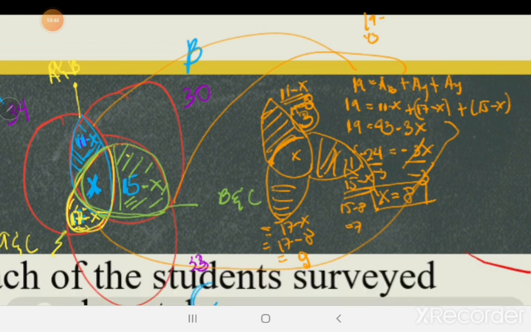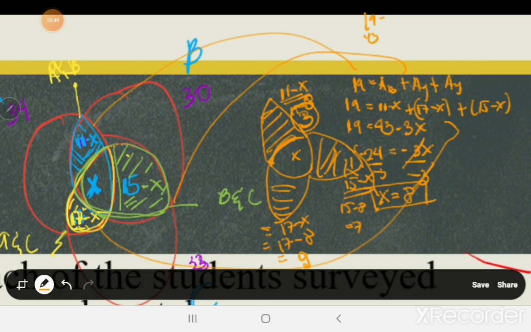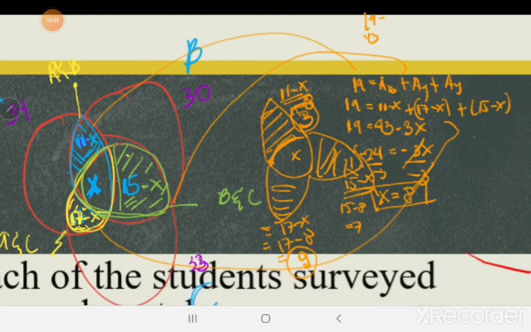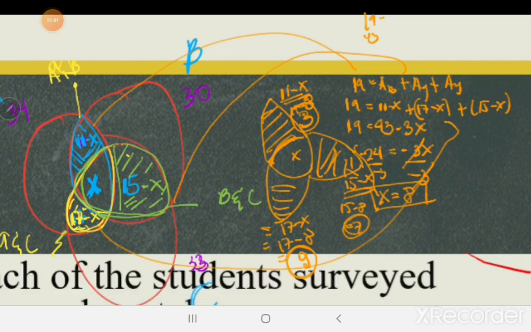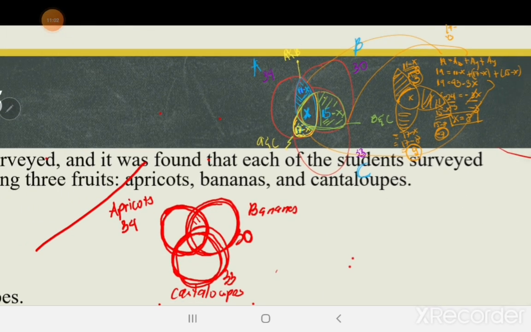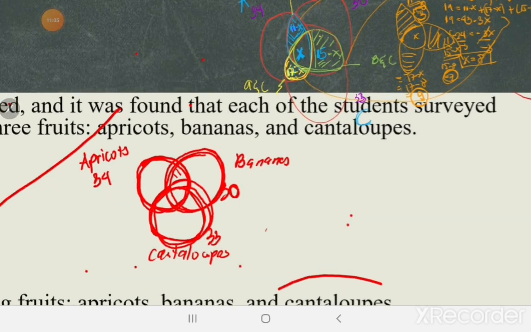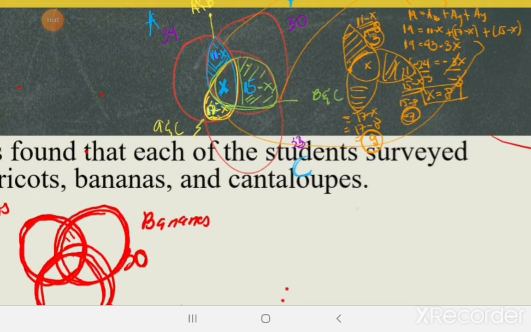The number of people who like both apricots and cantaloupes is equal to 9. And the number of people who like banana and cantaloupes is equal to 7. Right? So therefore, pwede kong sabihin na we have our x. Okay, may x na tayo.